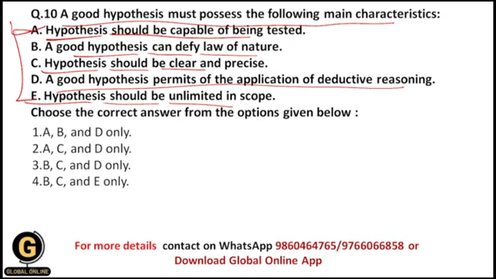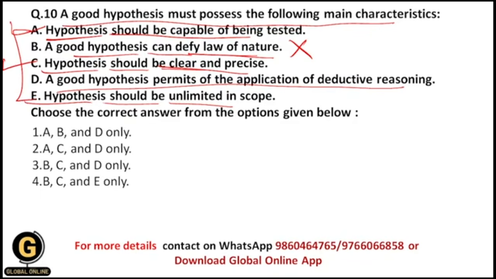Good hypothesis can defy law of nature. So this is basically incorrect, because a good hypothesis should clearly specify and permit the law of nature. It should not defy the law of nature. All of you getting? And hypothesis should be clear and precise. Yes, this is again a main characteristic of a good hypothesis, because hypothesis should be clear and it should have clarity so that we can easily test it.